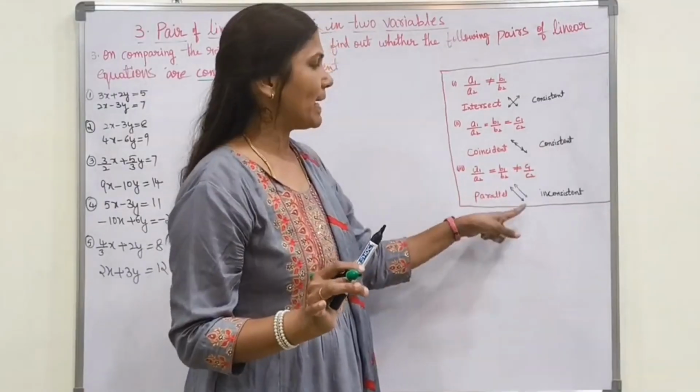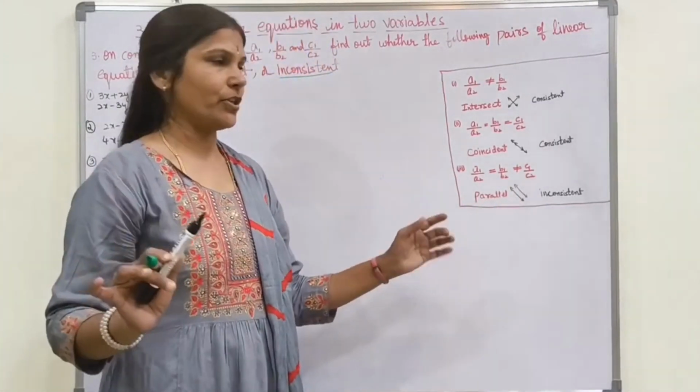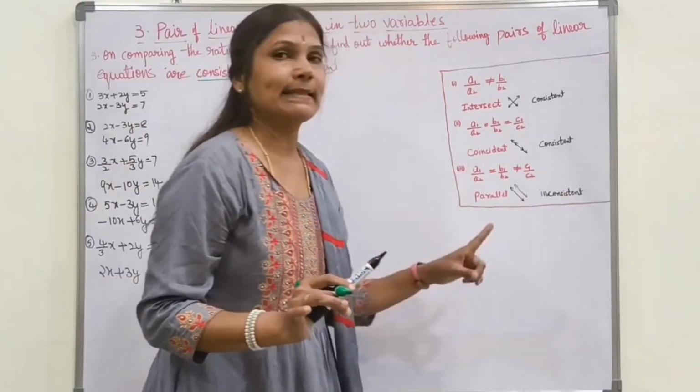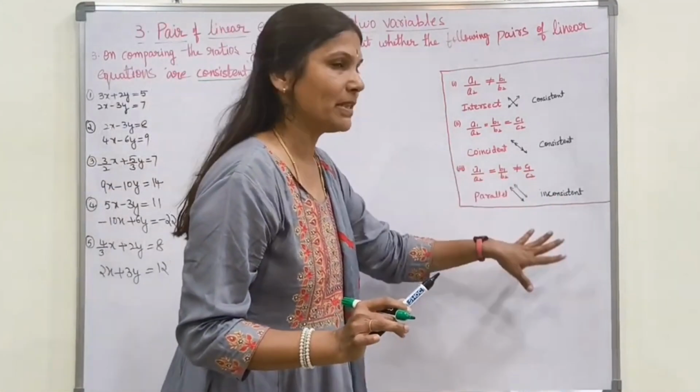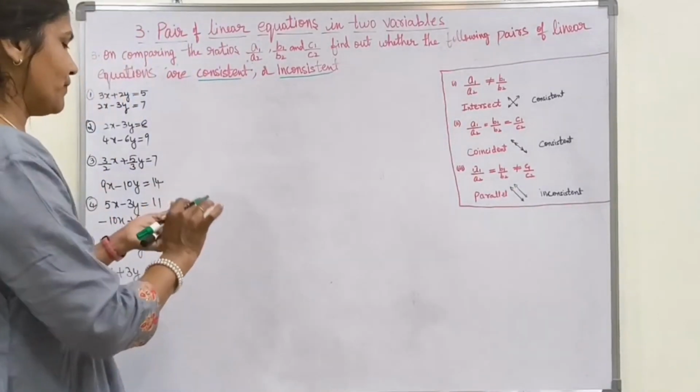Next, parallel. Parallel means the lines will not meet anywhere. Not meeting anywhere means no solution. No solution means what? Inconsistent. Keep in your mind, parallel means inconsistent. The remaining two are consistent. So we will do the first sum.